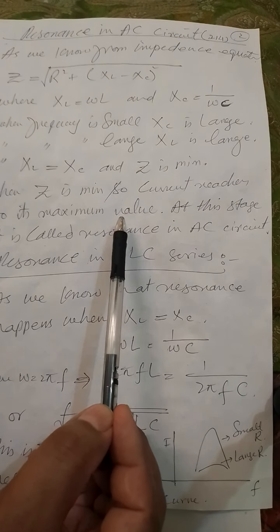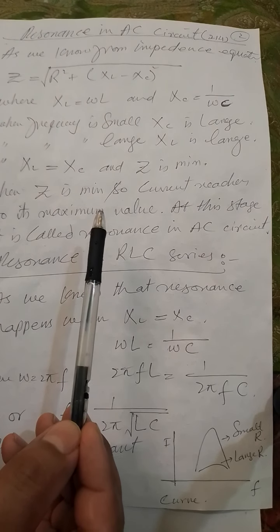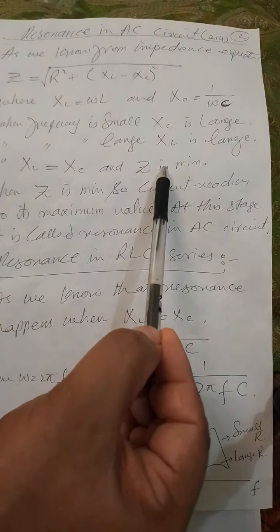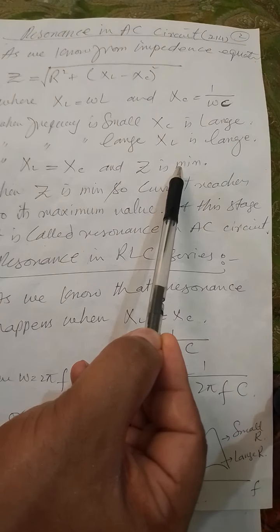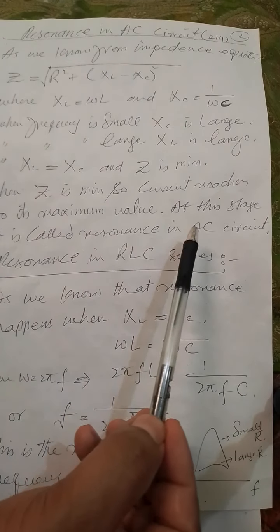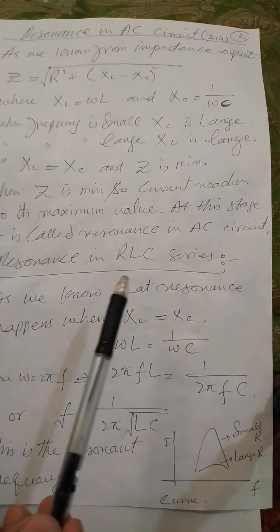So when Z is minimum, the current reaches its maximum value. As we know from Ohm's law, current and resistance are inversely proportional to each other. So when the net resistance of the circuit decreases, the current increases and maximizes itself. At this stage it is called resonance in an AC circuit.